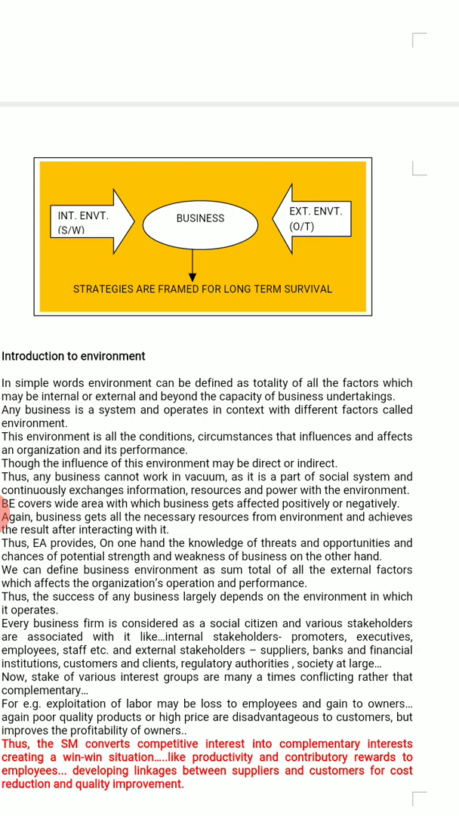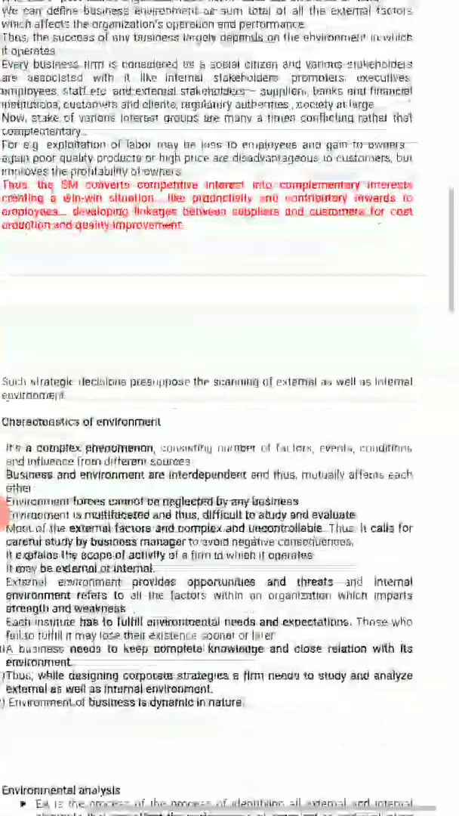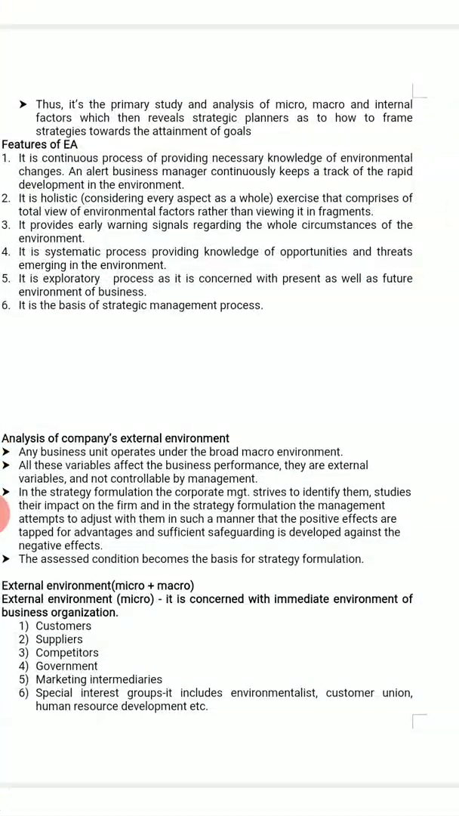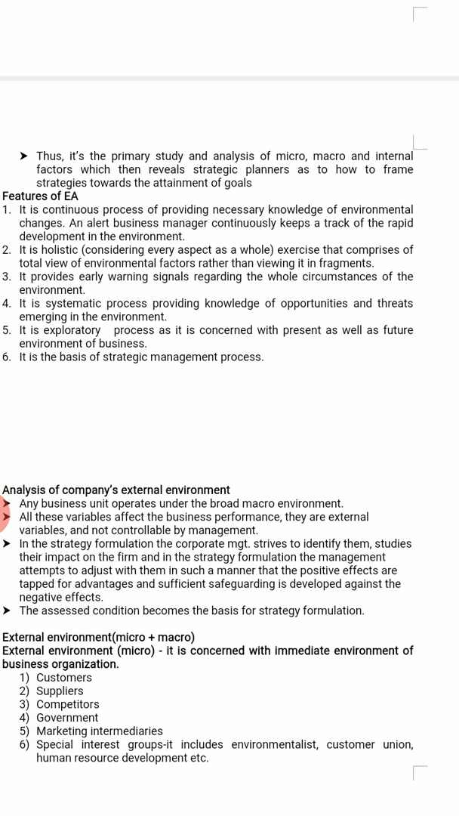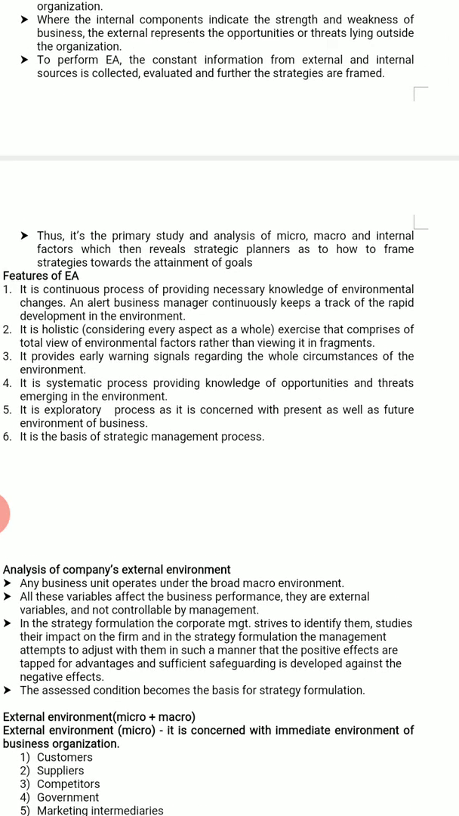Thus a business is affected by strengths and weaknesses and opportunities and threats, and then after studying this, the strategies are framed for long term survival. Thus we can say that when we study this environment, it is said to be the process of environmental analysis, and then we can have the strategies framed, right?